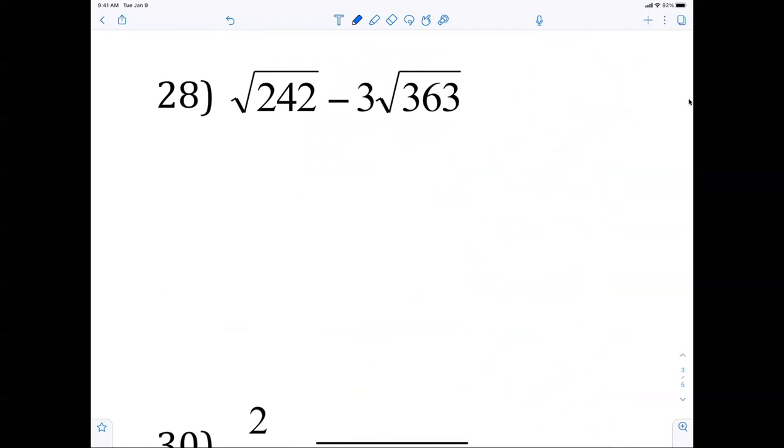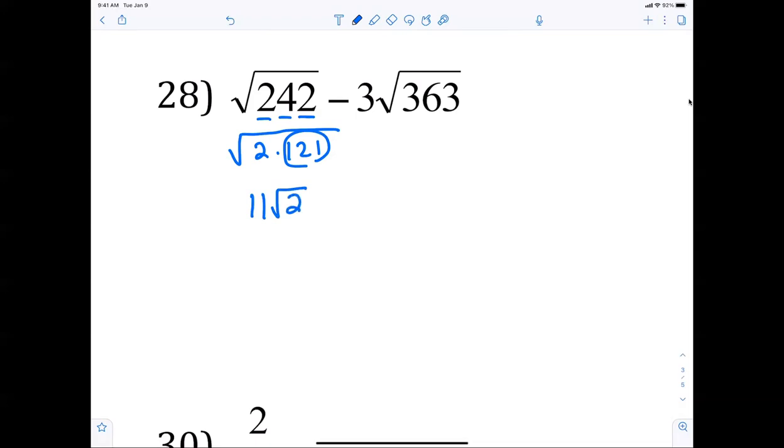Now it's hard to look at 242 and say what the perfect square is, but what goes into 2, 4, and 2? 2. So I know it can break down to 2 times something. When we look at that, 2 goes into 242, 121 times. And I can say, okay, that's pretty good, because I know the square root of 121 is 11. So that's 11 radical 2.